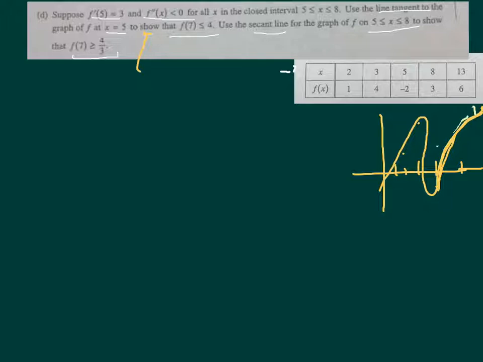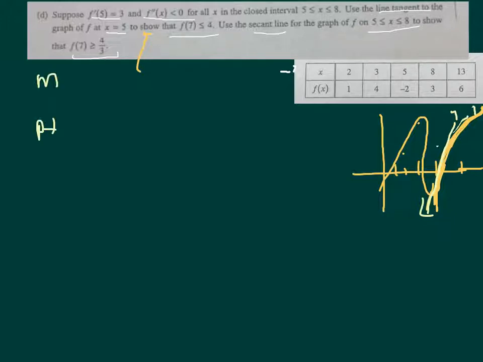So if this is concave down, I need to make this clearer, concave down like this. Then your tangent line is going to look like this. So the tangent line is going to be above the graph. So what I need is a tangent line. So how do I get a tangent line? I need a slope and I need a point.